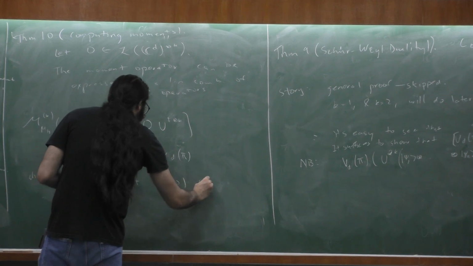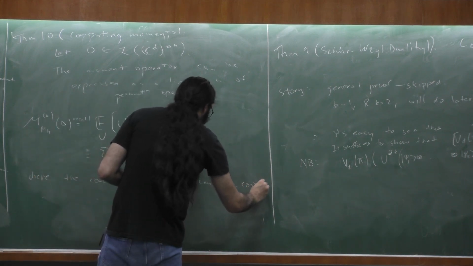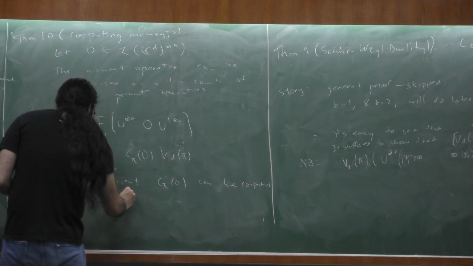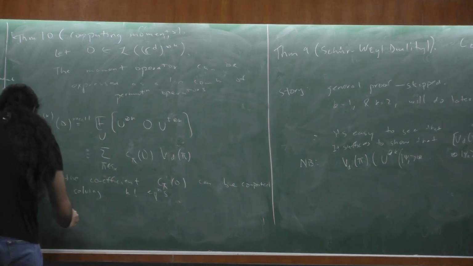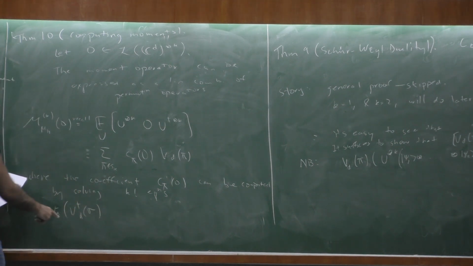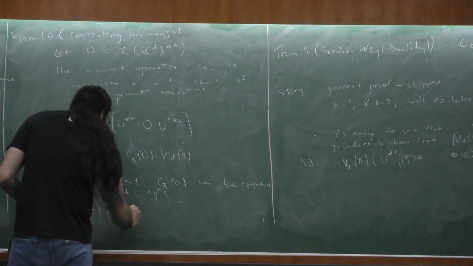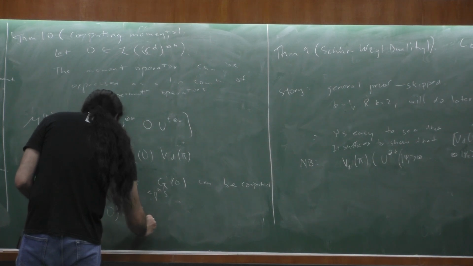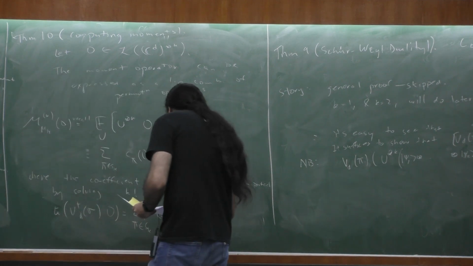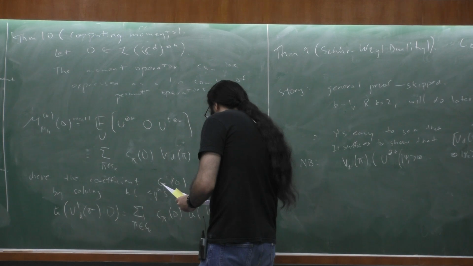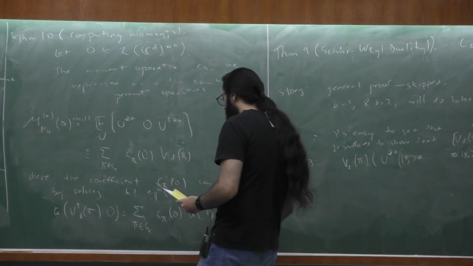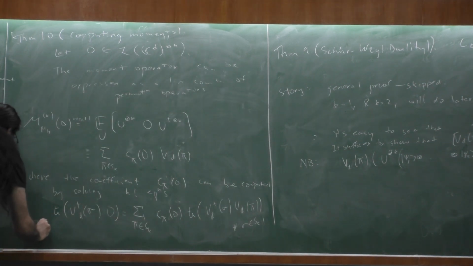And here's the non-trivial part of the theorem, which says that the coefficients C_pi(O) can be computed by solving k factorial equations. What is the equation system? The trace of V_d dagger(sigma) acting on O is the same as the sum over all permutations pi of the coefficient C_pi(O) times the trace of V_d dagger(sigma) V_d(pi). This is for all sigma in S_k. And finally, the system has at least one solution.